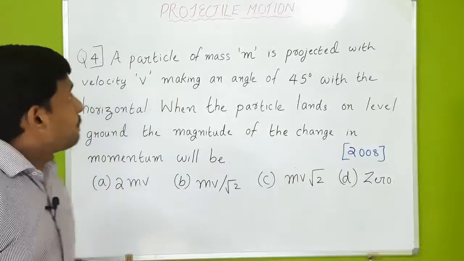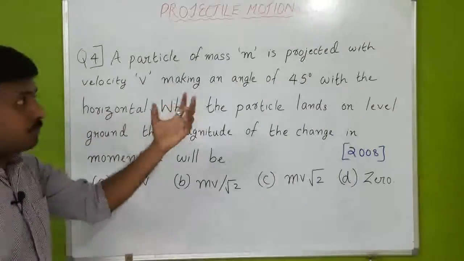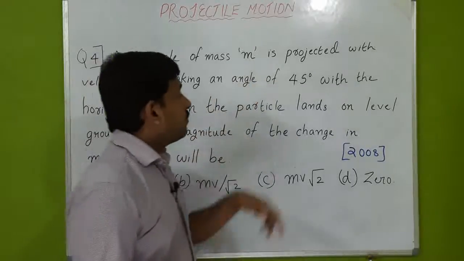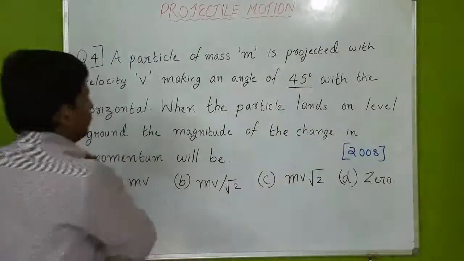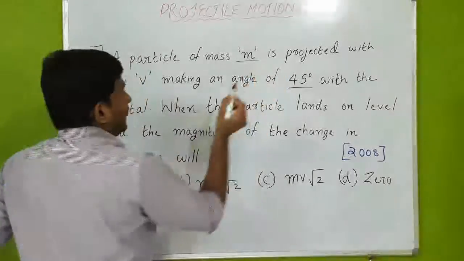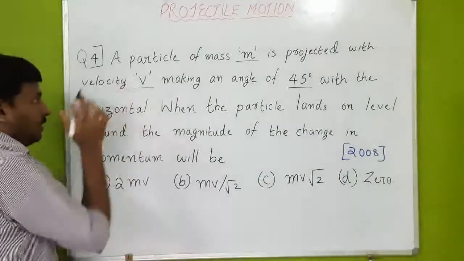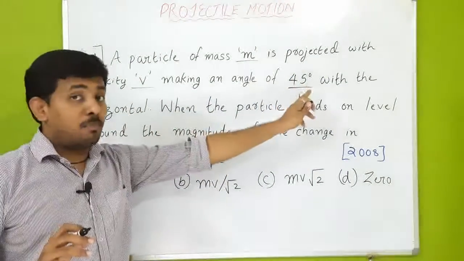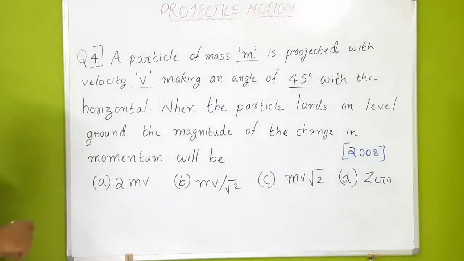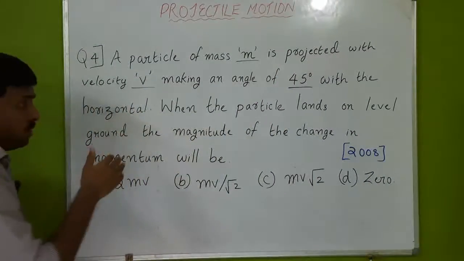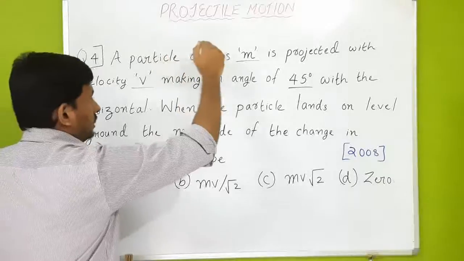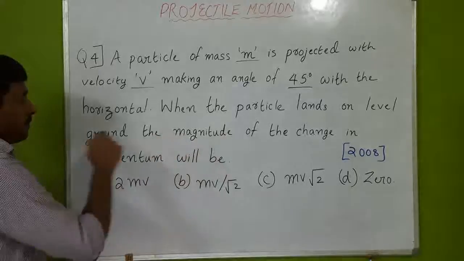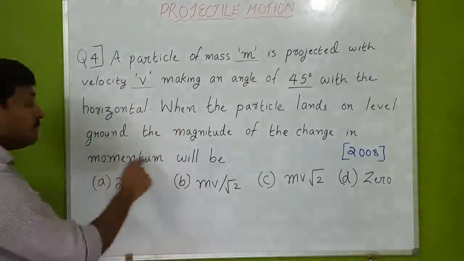Question number 4. A particle of mass m is projected with velocity v, making an angle of 45 degree to the horizontal. So a particle of mass m is projected with a velocity v, that is its initial velocity, making an angle of 45 degree with the horizontal, that is the angle of projection. When the particle lands on the level ground, that is it starts from here and goes in its projectile motion and lands on the level ground, the magnitude of change in momentum will be.